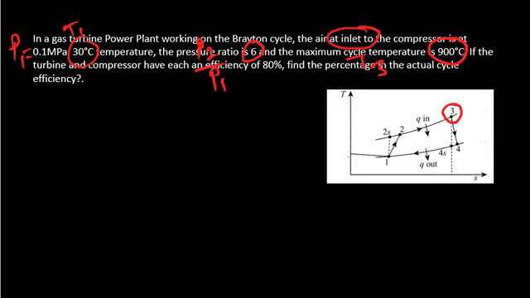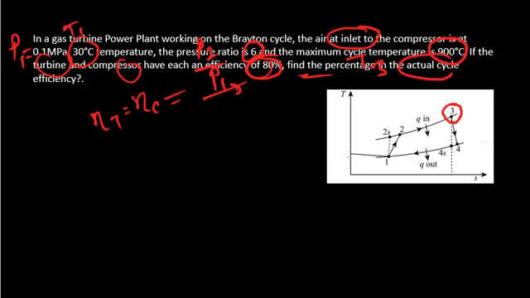If the turbine and compressor efficiency is 80%, that means both the turbine and compressor efficiency is 80%. So we can write that the compressor and turbine efficiency are both 80%. And also find the percentage of the actual cycle. That is the actual cycle, because from the real and ideal diagram we will find the actual efficiency.